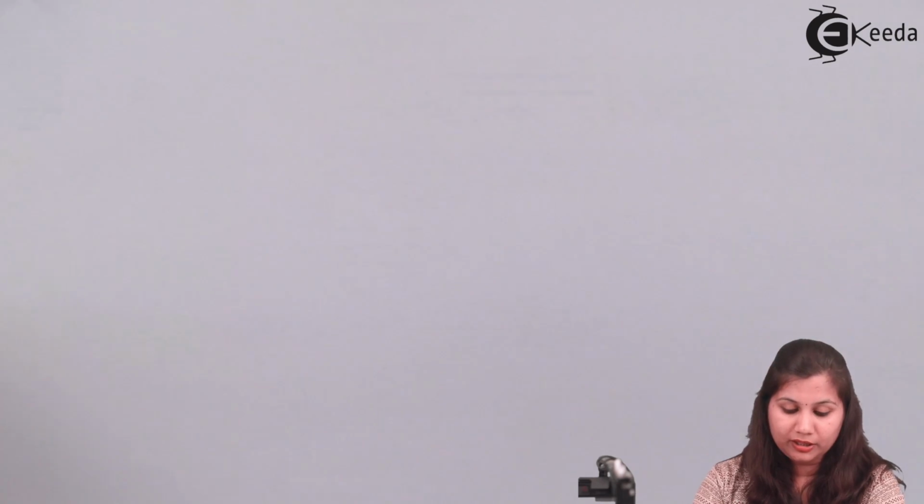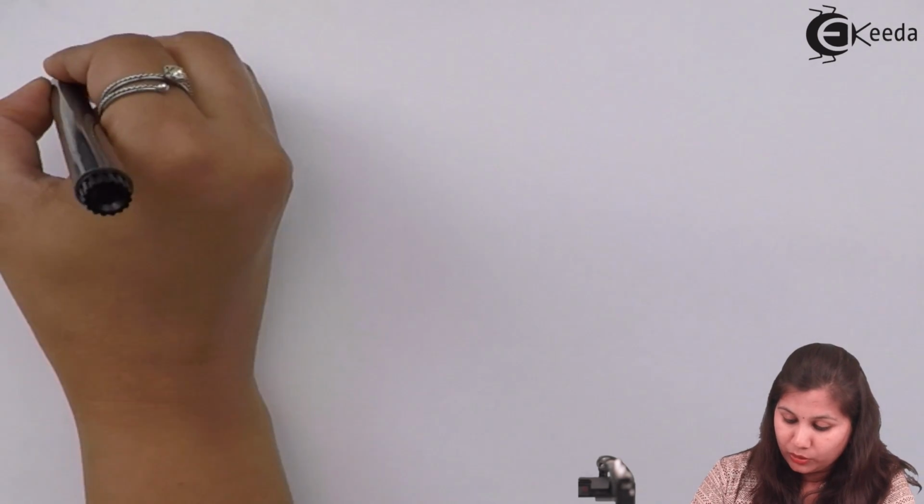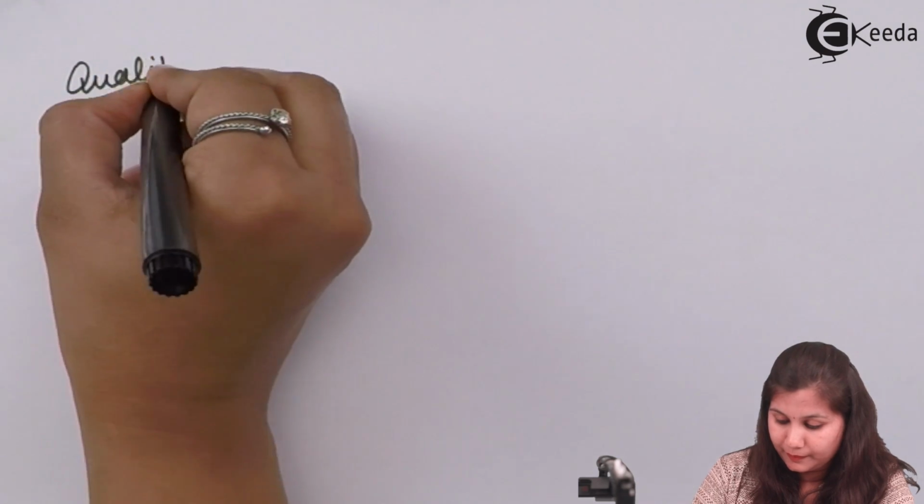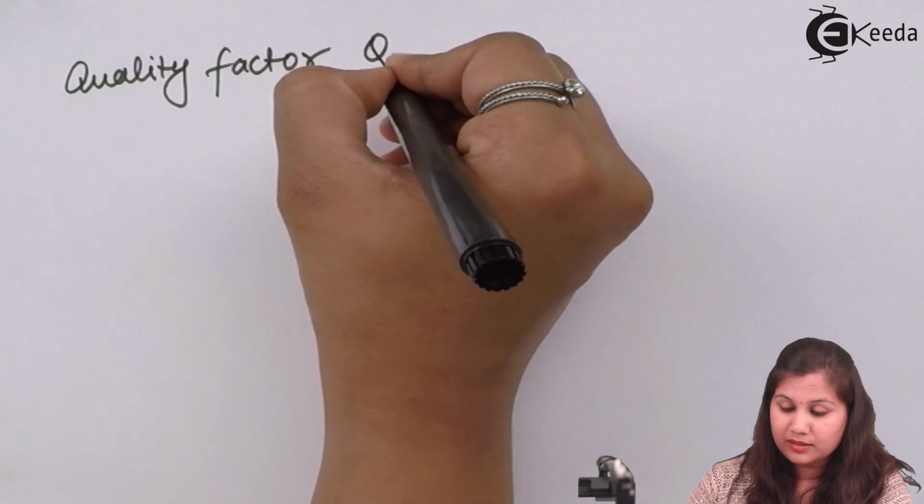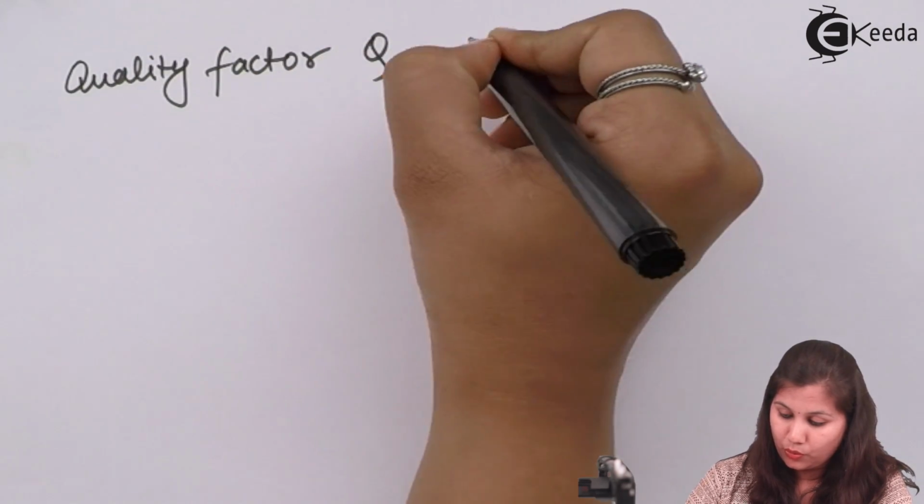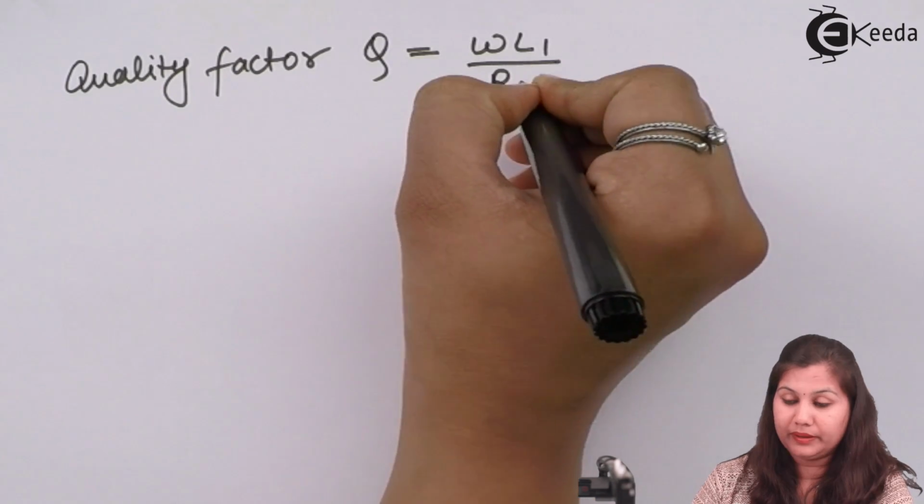Now, if we want to find out the quality factor of the coil, quality factor is a type of figure of merit, meaning it gives us an indication about the goodness or the performance of a coil, because quality factor is defined as the ratio of the power stored in the coil divided by the power dissipated by the coil. So, if we want to find out the quality factor, which is Q, it is equal to omega L1 upon R1.